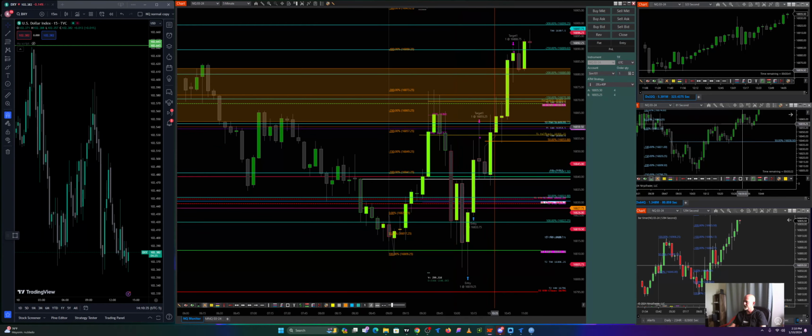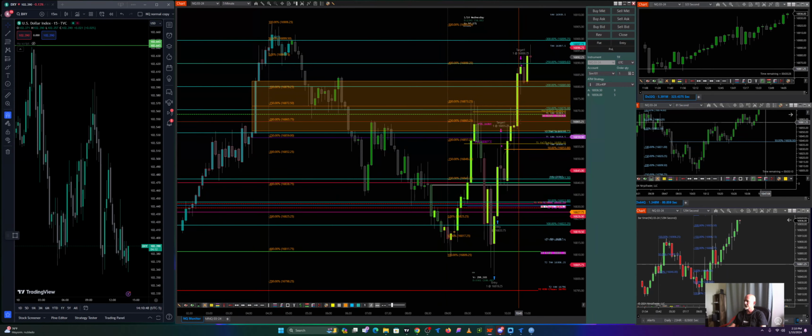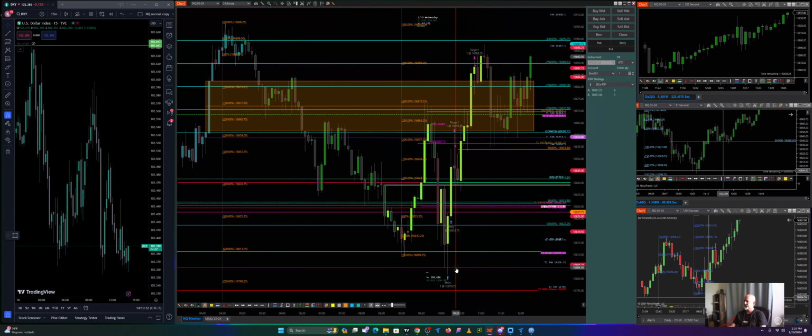And then we got another massive push. I'm now expecting this to be an inversion fair value gap on the opposite side, right? So this is that original one from London. Now we've pushed through it and we are using it.